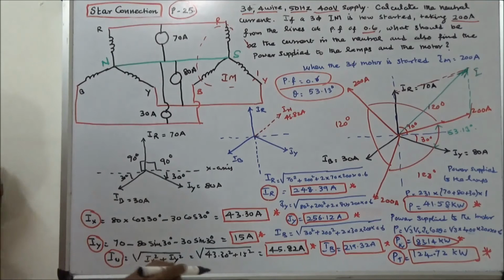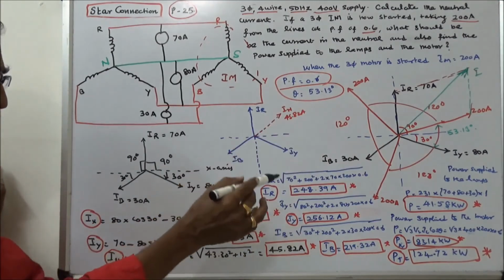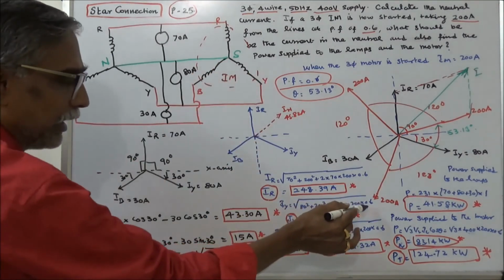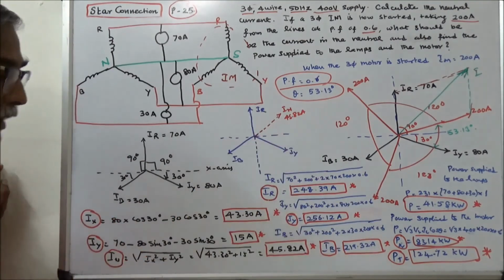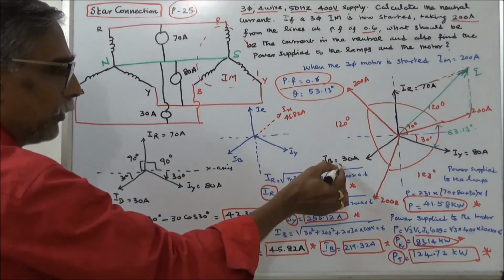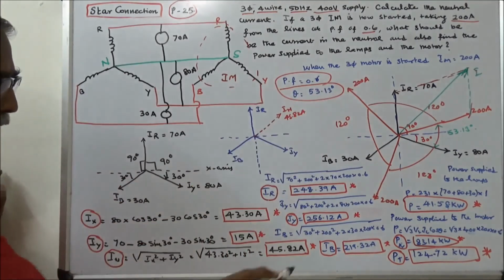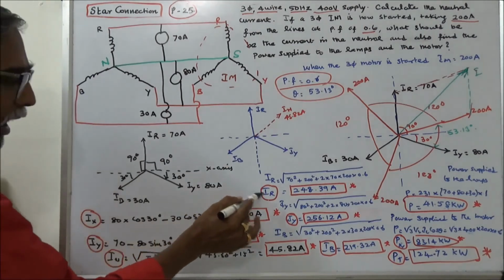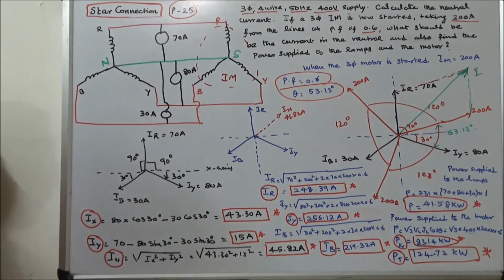Similarly, IY is equal to root of 80 square plus 200 square plus 2 into 80 into 200 into cos theta. Cos theta is 0.6. That is equal to 256.12 amps. IB is equal to similarly root of 30 square plus 200 square plus 2 into 30 into 200 into 0.6. That is equal to 219.32 amps. That is the new IR, IY, IB after switching on the 3-phase induction motor.